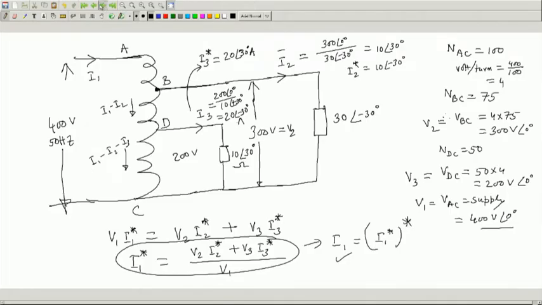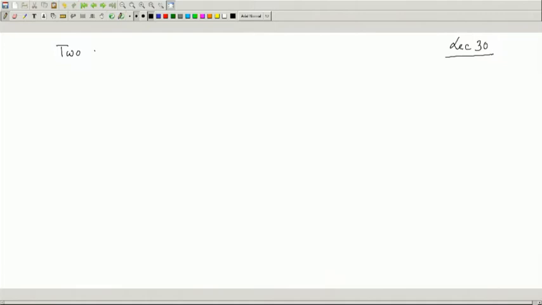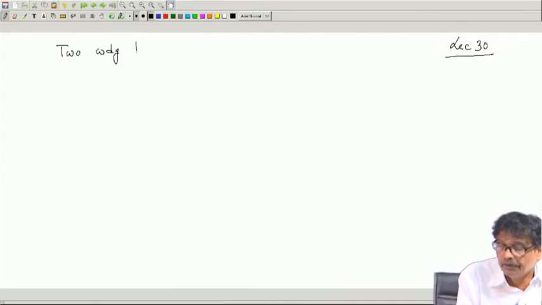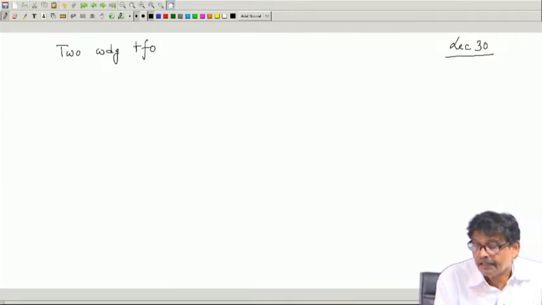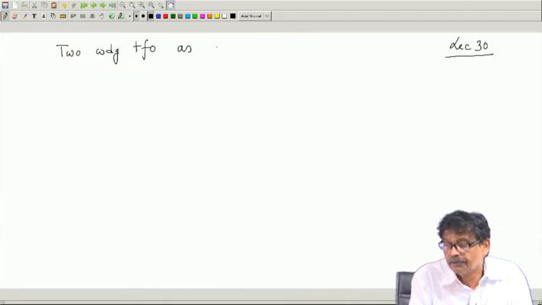Today first I will tell you about a two winding transformer, two winding transformer, in short form WDG I am writing, being used as an auto transformer.